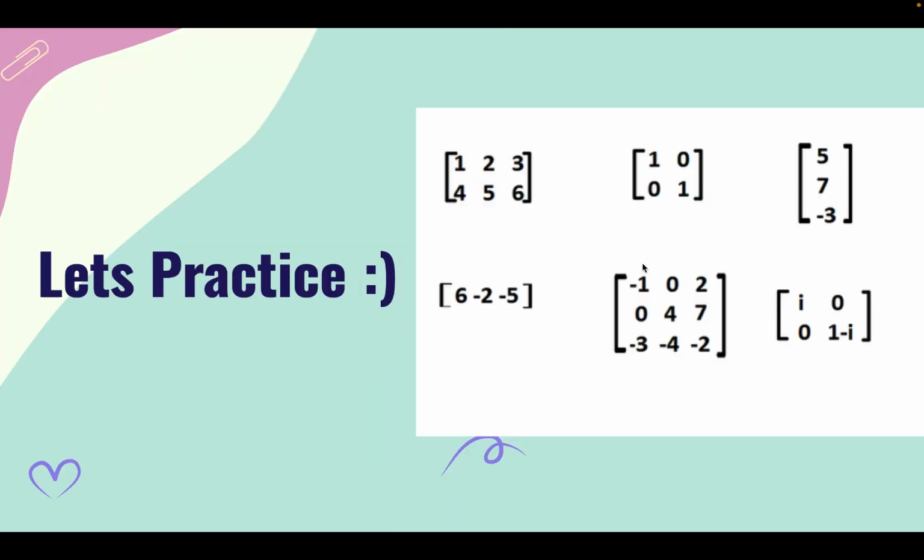Let's practice finding the number of rows and columns. So, take some time to try to figure out how many rows and columns, basically what the dimensions of these different matrices are. Alright?